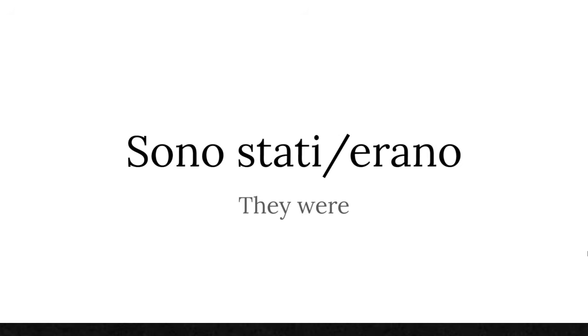Okay? They were. So as we all know, like most of the things, the verb to be is always irregular. And here we have a very good example. So, passato prossimo of the verb to be, they were, sono stati. Don't worry about it, we're gonna see its conjugation in the next lessons. Now, it's just to show you how it works. Imperfetto, erano.